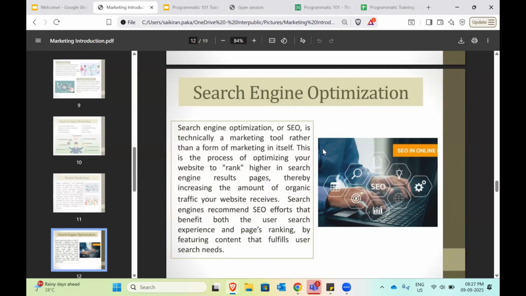For example, if I search for travel blogs, and you have an article relevant to that, if the SEO is done correctly, your page will appear on top. That is when user interaction comes to your page. That is how you get the traffic. So it's more about optimizing the web page.